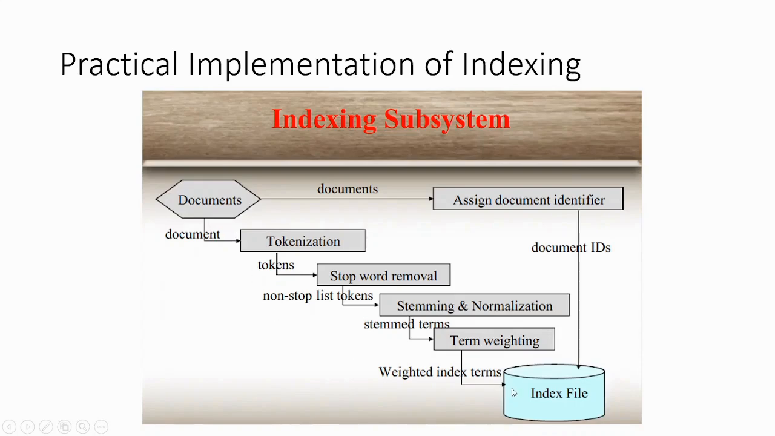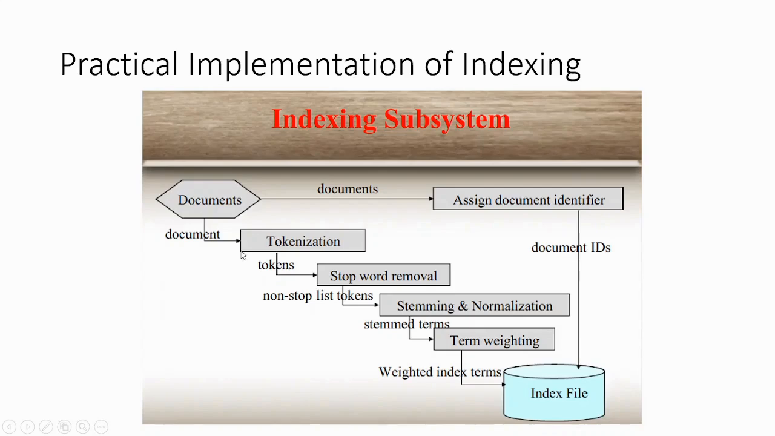Finally, we are going to index a term along with its weightage factor. Not only the weightage factor, we are going to have the document ID. Each document is assigned a unique document ID, and with this document ID only, we will be retrieving the end results.